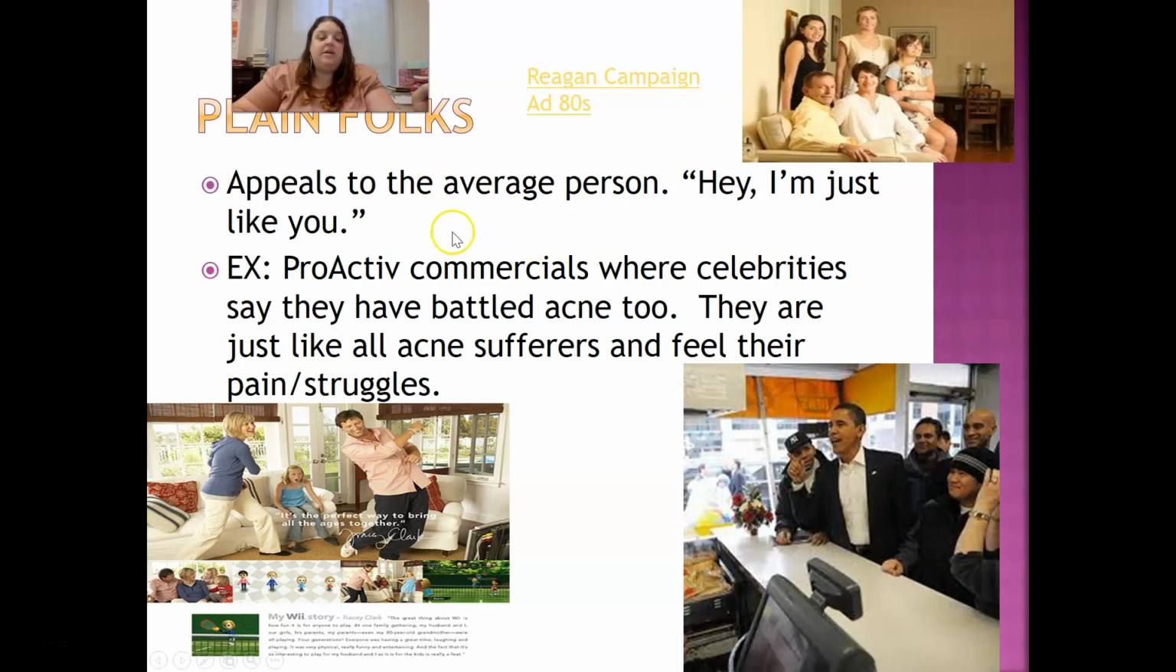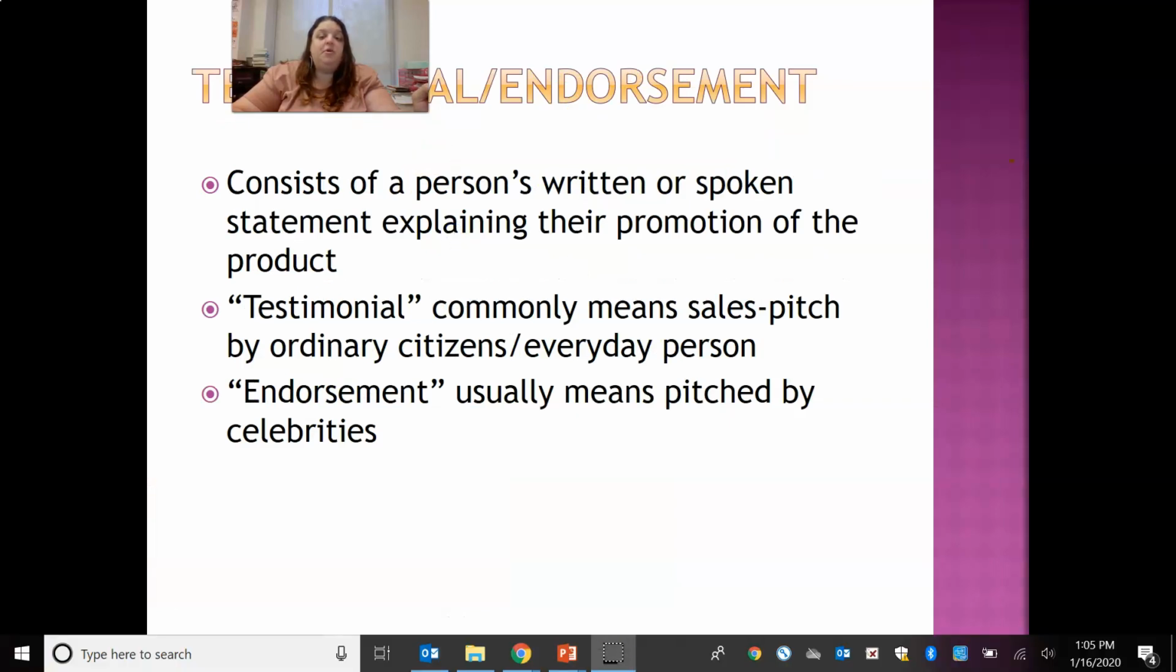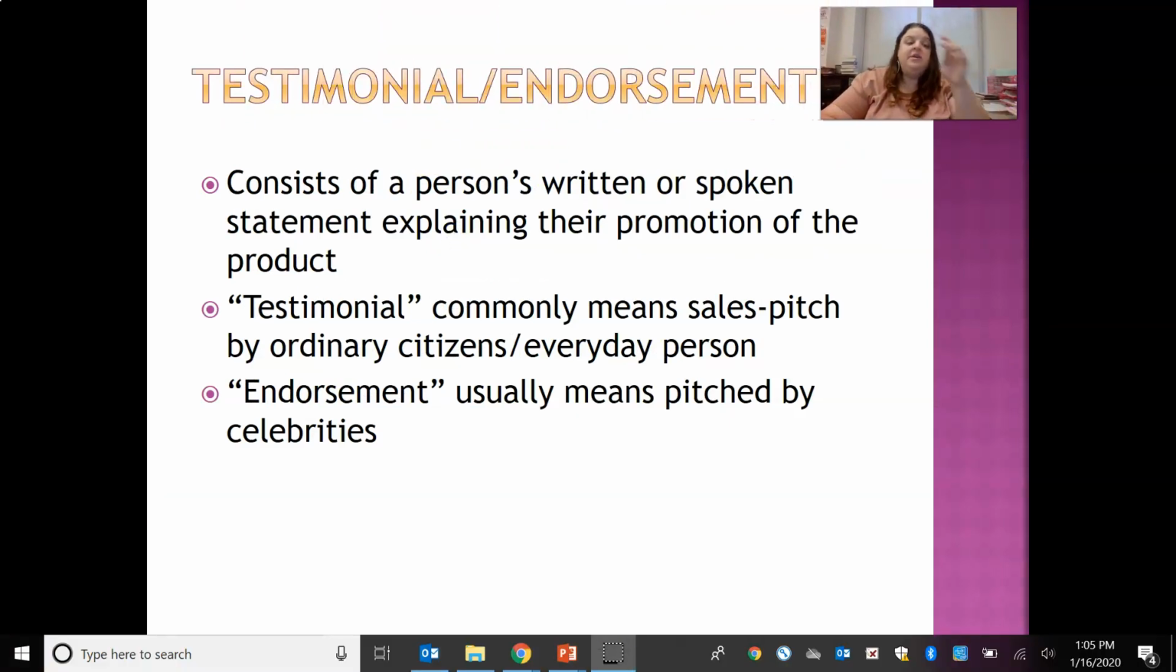The next one is testimonial or endorsement, which I just kind of talked about a little bit. Testimony is a person's written or spoken statement explaining their promotion of an item. Like I might say, hey, I really love this shampoo. My hair is soft, it's silky, it's voluminous, it's growing. You should try the shampoo. It's amazing. That's me giving my testimonial. Testimonial commonly is a sales pitch by ordinary, everyday citizens. Or, hey, go see this movie. It's the best movie I've seen all year. That's my testimonial. Or you really need to read this book.